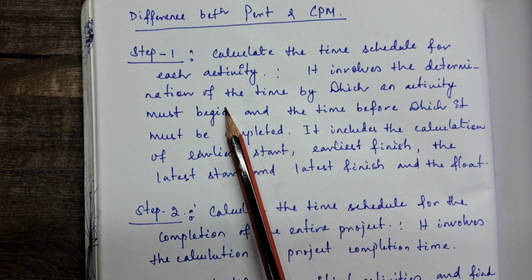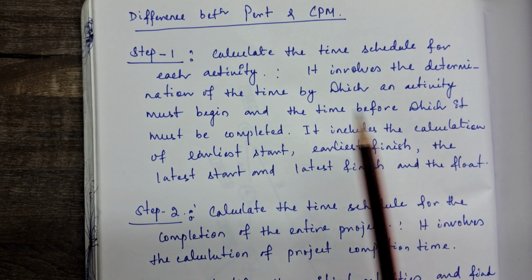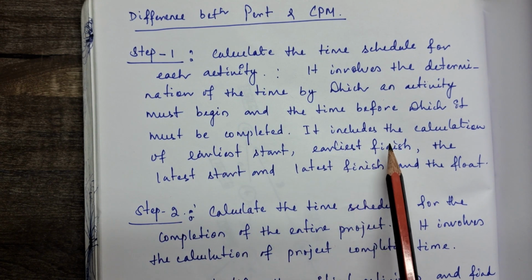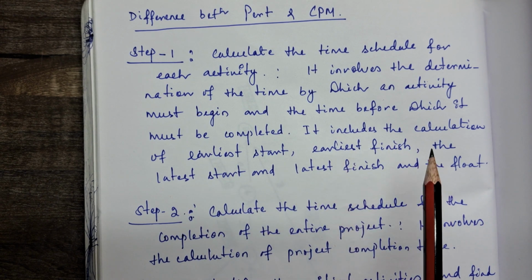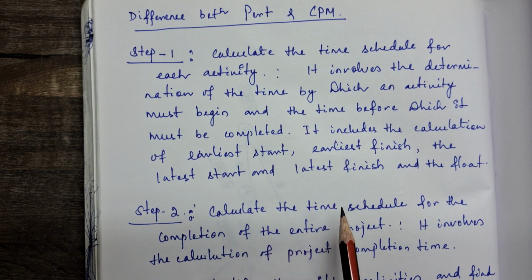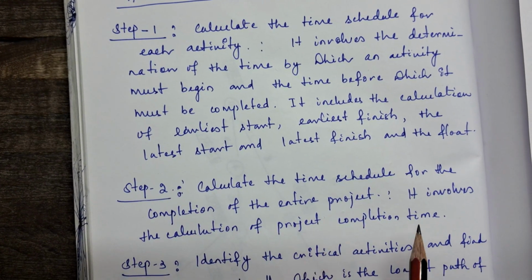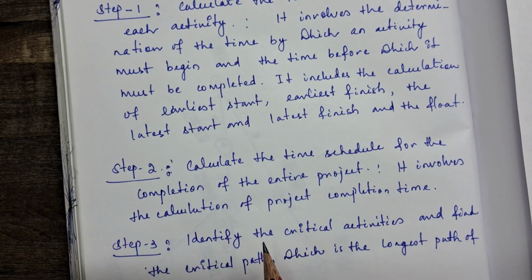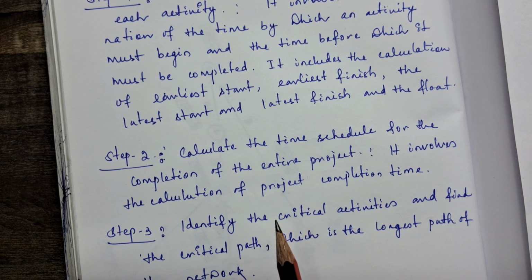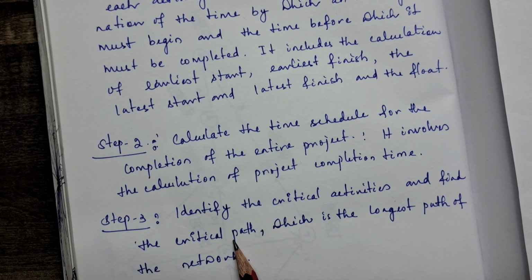It involves the determination of the time by which an activity must begin and the time before which it must be completed. It includes the calculation of earliest start time, earliest finish time, latest start time and latest finish time. Step 2: calculate the time schedule for the completion of the entire project. It involves the calculation of the project completion time, meaning the total duration of the project. The third step is to identify the critical activities and find the critical path.